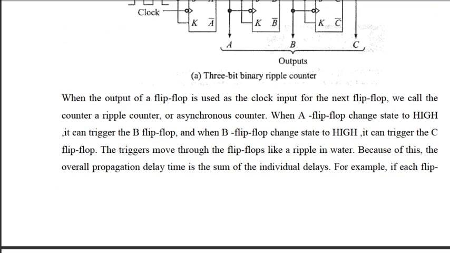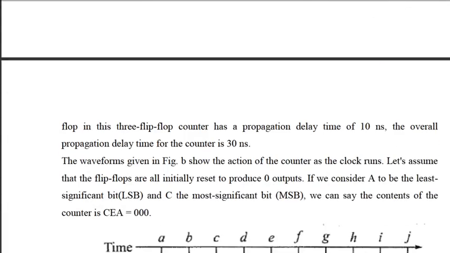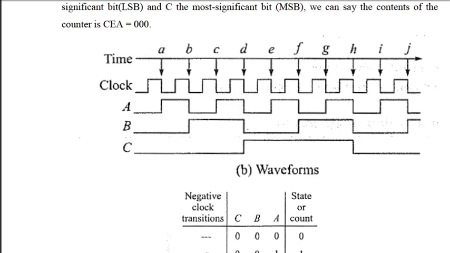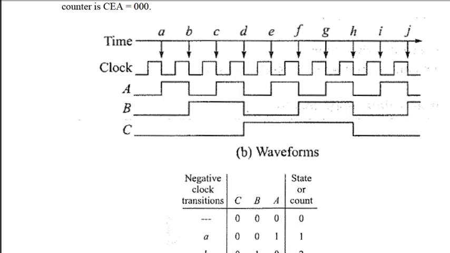You can explain it by using a timing diagram. Here you can see the timing diagram is shown: a clock pulse, then the A, B, C outputs. Initially we are resetting the circuit to 000. Now the first clock arrives, and when the clock goes from high to low, A will change, because it is negative edge triggered. A was initially at 0. Since both J and K are at 1, it will toggle whenever a negative clock edge comes. So at point a, A will go from 0 to 1.